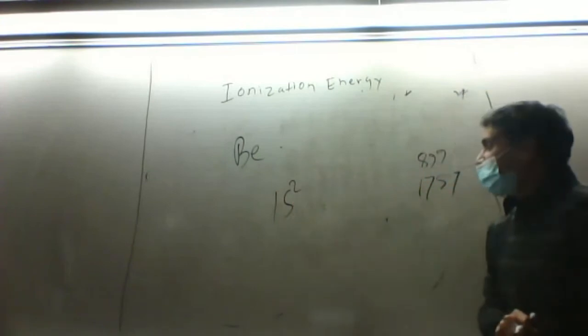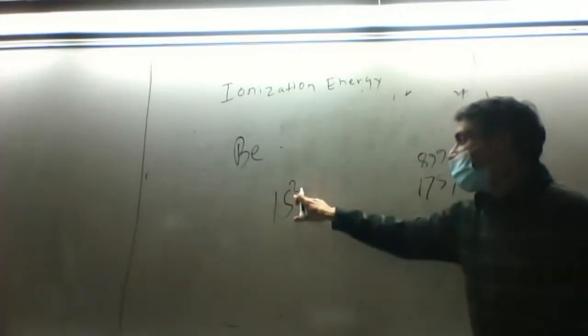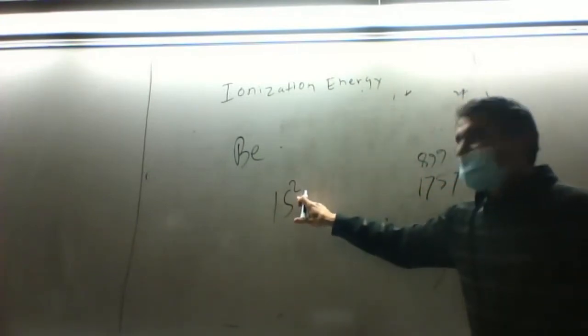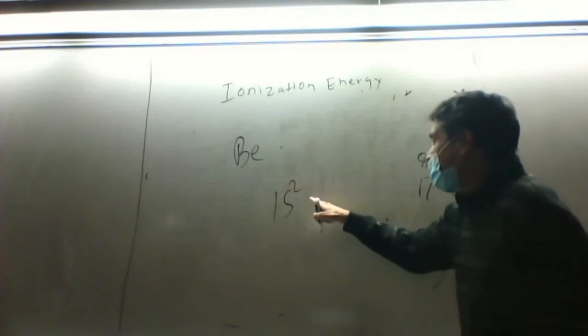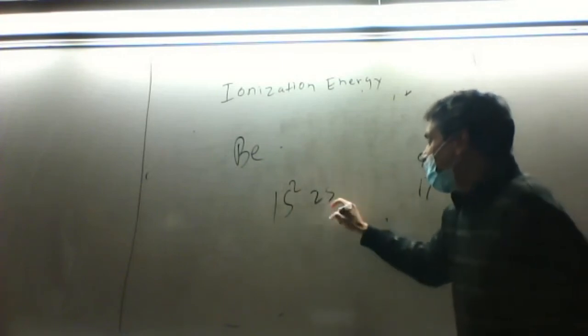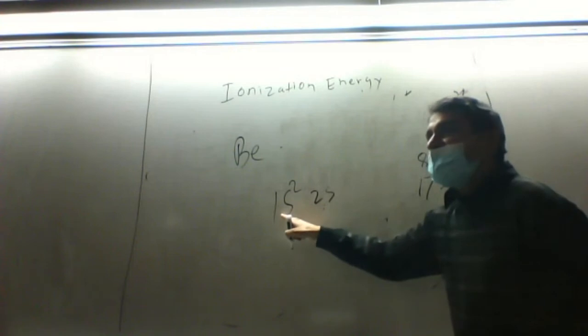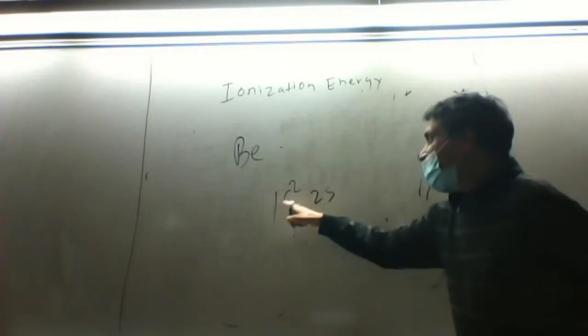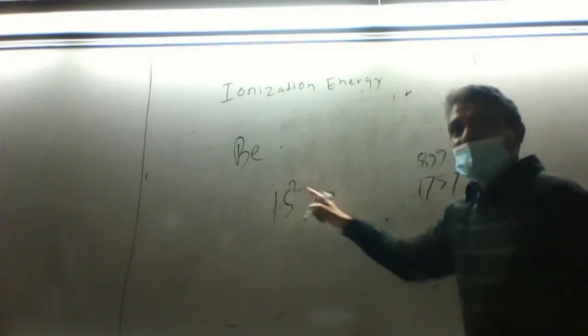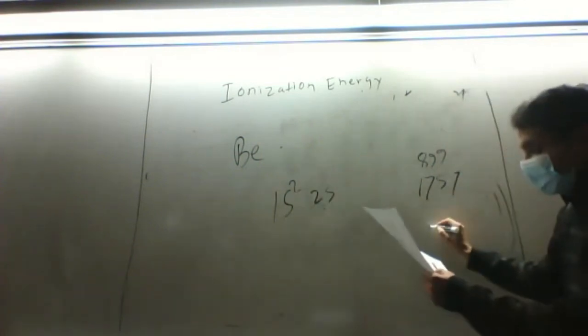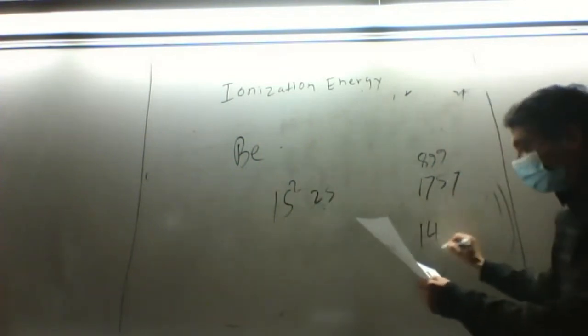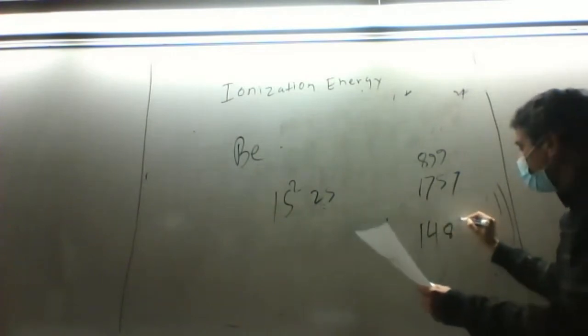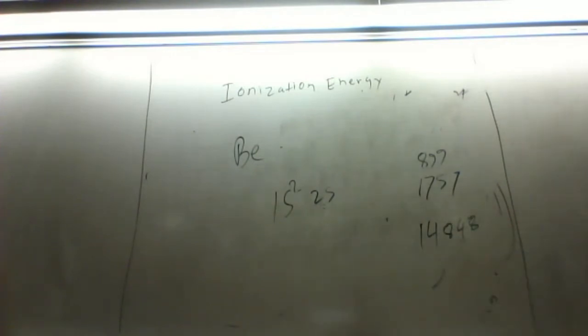Now if I want to go to the third ionization energy, I need to remove from here, right? You see that? Previously I was removing from the 2s orbital. Now I need to go to the 1s. So it takes too much energy to remove the electron from the first orbit, which is fully filled. That is the third one. If you want to remove the third electron, 14,848. You see that?